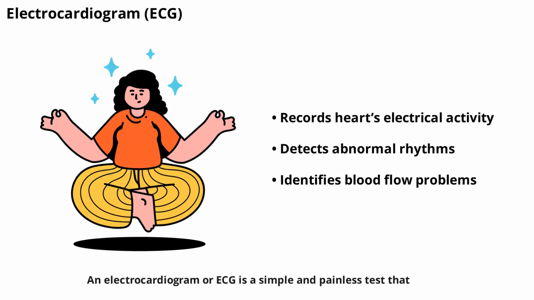An electrocardiogram, or ECG, is a simple and painless test that records the electrical activity of your heart. It can detect abnormal rhythms, signs of a previous heart attack, or areas of the heart that aren't getting enough blood. The ECG is often one of the first tests done if CAD is suspected. It provides quick and useful information about your heart's function.